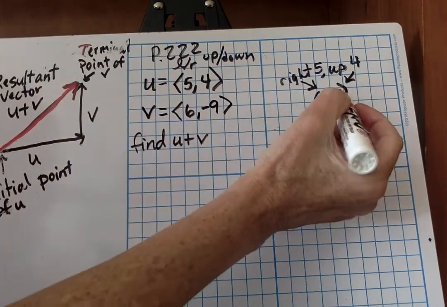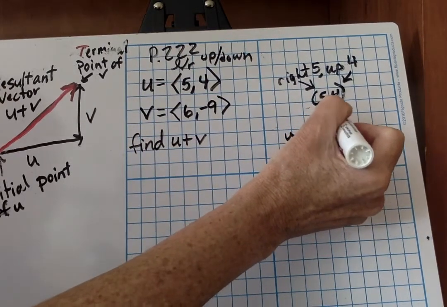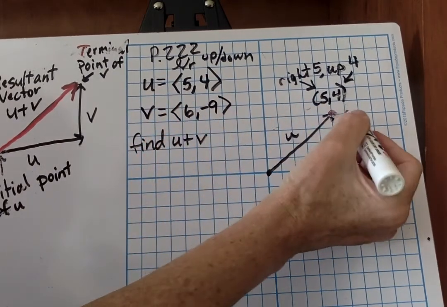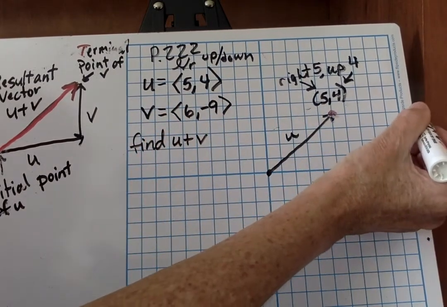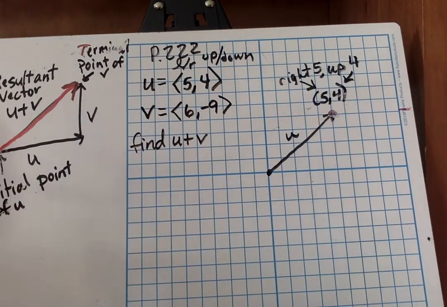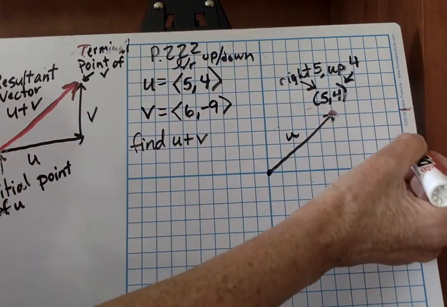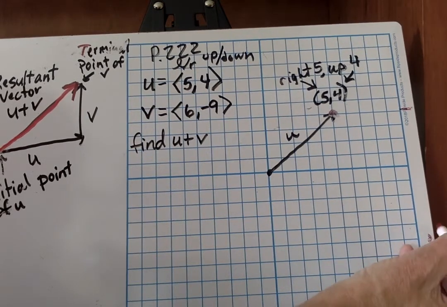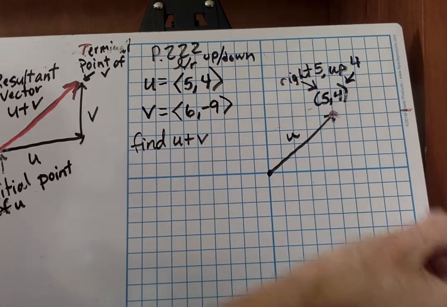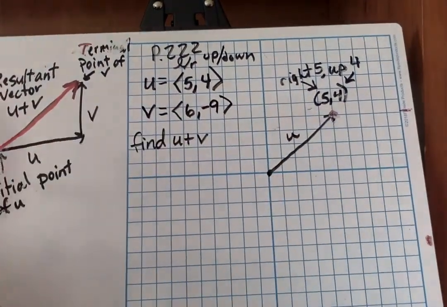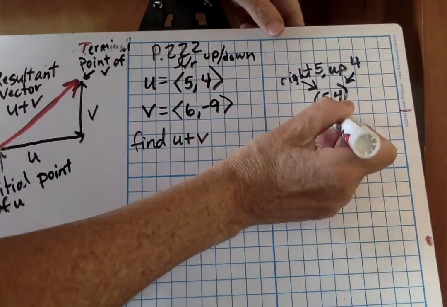So the terminal point of U is right here, and we want to go 6 right and 9 down. So 1, 2, 3, 4, 5, 6. We're going to go 1 extra over here. And we've got to go 9 down from where U is at. So if I go 9 down, 1, 2, 3, 4, 5, 6, 7, 8, 9, that would be right here. Okay, so that would be V. Let's see if I can draw that very straight.